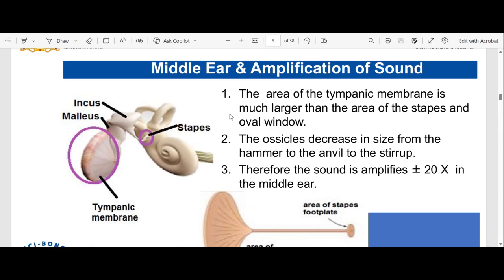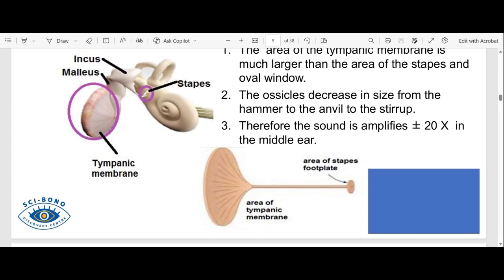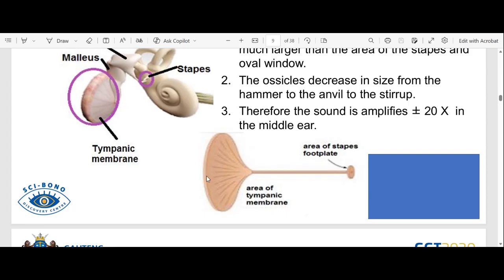Another important point for you to know is that the ossicles decrease in size from the hammer to the anvil to the stirrup. Why? Because the purpose of that is to amplify the sound vibrations. So the sound vibrations get amplified much more. This is the overview of how the tympanic membrane is much larger than the stapes and the oval window, to amplify sound vibrations.